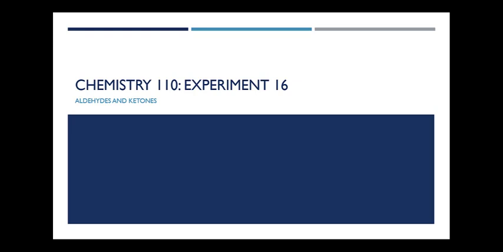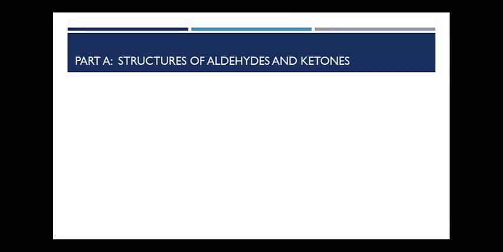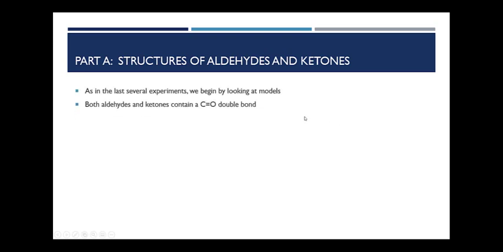This is experiment number 16 on aldehydes and ketones, which continues our study of organic chemistry. This experiment is divided into three parts. The first two parts involve primarily looking at structures and looking at properties of different compounds. So for part A, we're going to be looking at some models of some different aldehydes and ketones.